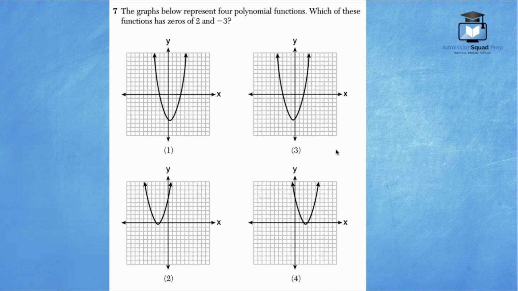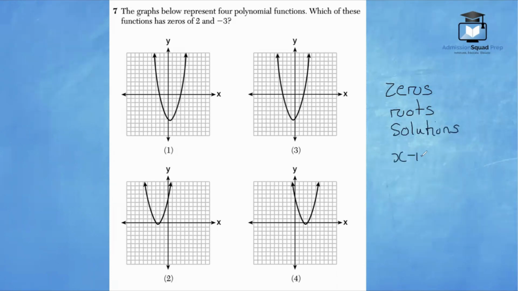Number 7, the graphs below represent 4 polynomial functions. Which of these functions has zeros of 2 and -3? Remember, zeros are also known as roots. They're also known as solutions. They're also known as x-intercepts, which means these are the points where the graph, in this case, the parabola, or also known as the quadratic function, is crossing the x-axis. So we would like to see when that's happening.